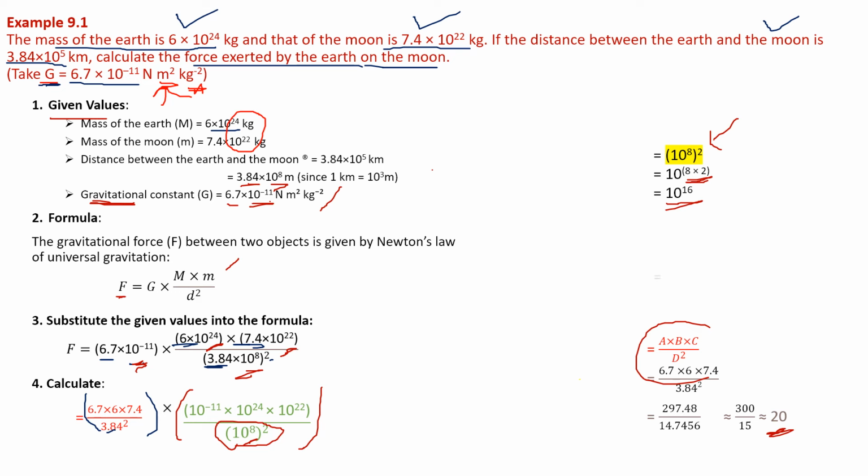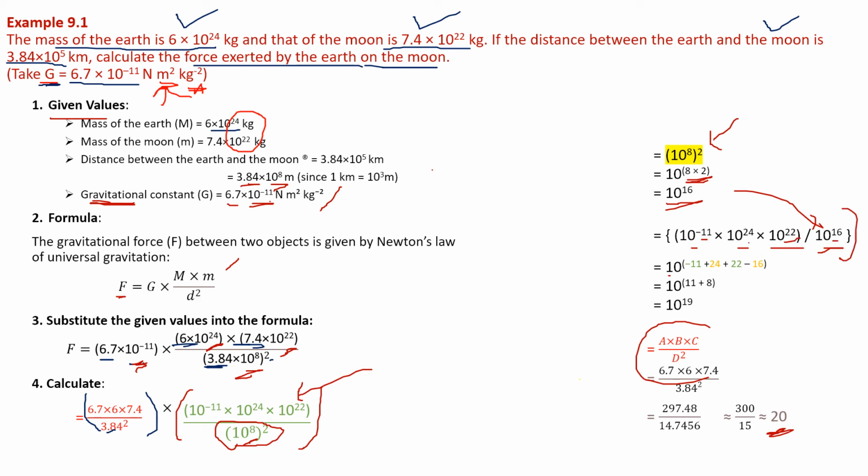Now let's go for the numerator, all together. What is this? 10 to the power of minus 11, 10 to the power of 24, 10 to the power of 22 divided by 10 to the power of 16. We got it from here. So how do you do that? We can sum the numerator powers. Remember, when the base is the same and the numbers are multiplied, we can always sum the powers. In this case, 10 to the power of minus 11 plus 24 plus 22, and because it's in the denominator, it goes up and becomes negative, minus 16.